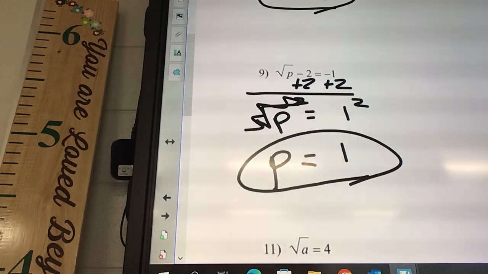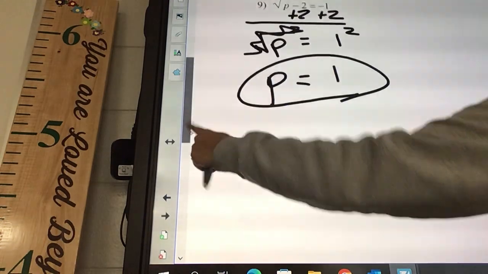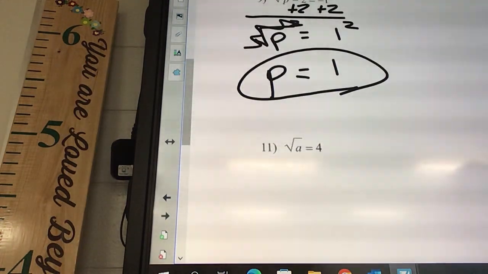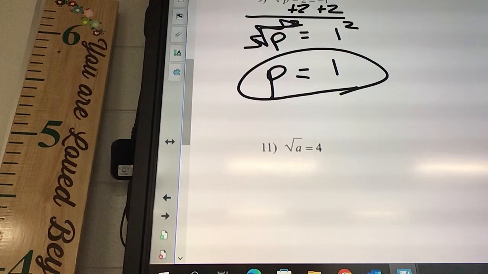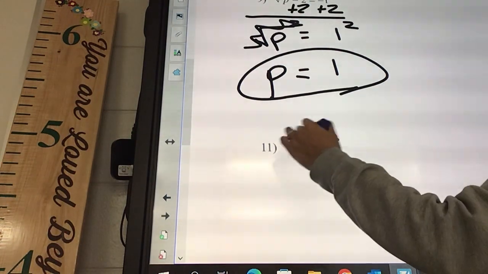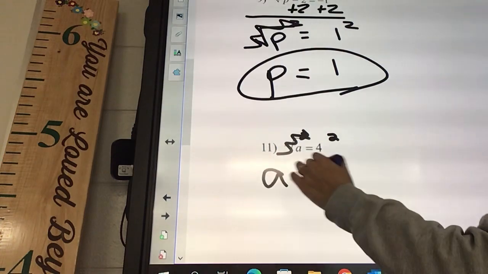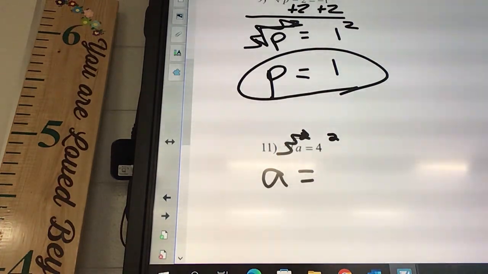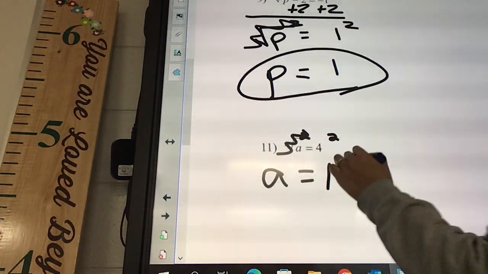Okay, 11. What needs done first? Yeah, put the 2 on there. So square both sides. And then the house is gone. So we got a equals, what is 4 squared? 16. Good.